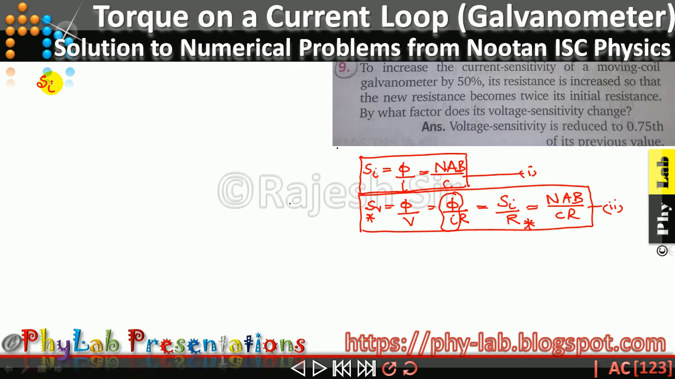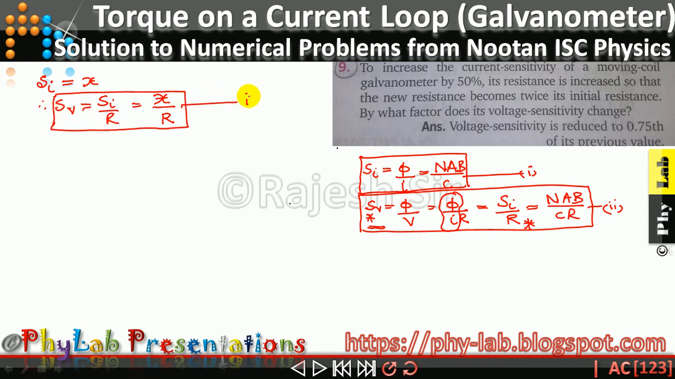Let me assume that the current sensitivity of this galvanometer is increased by a factor of 50%. So let's assume that the initial current sensitivity was X. Therefore the initial voltage sensitivity of the galvanometer will be SI upon R. This is the relationship between these two quantities, as I have mentioned over here. So SI, the current sensitivity, is X and the initial resistance was R. So this becomes my relationship between voltage sensitivity and current sensitivity of the galvanometer. Let me mark this as equation number 1.